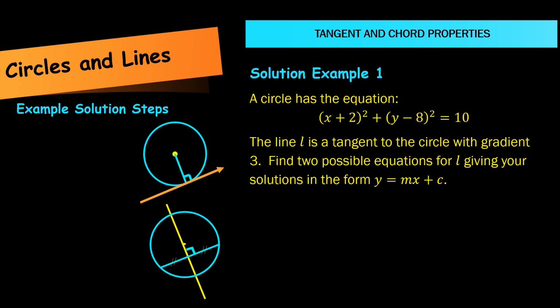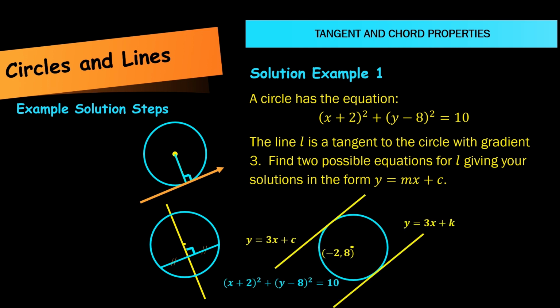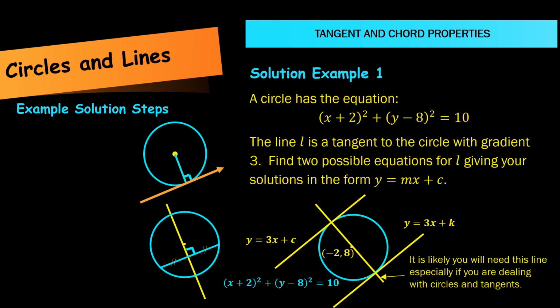Let's sketch the scenario first. The circle has centre (-2, 8). The tangents with gradient 3 are as shown, with constants c and k unknown. We will add the perpendicular, as it is likely you will need this line, especially if you are dealing with circles and tangents.